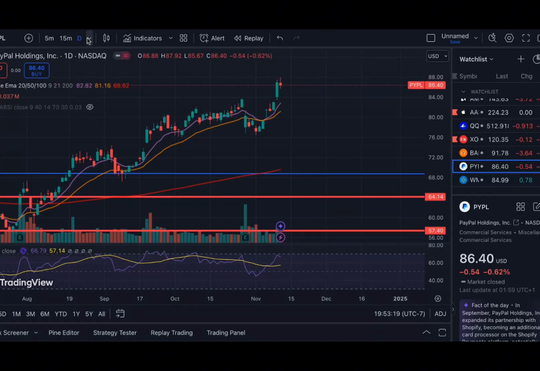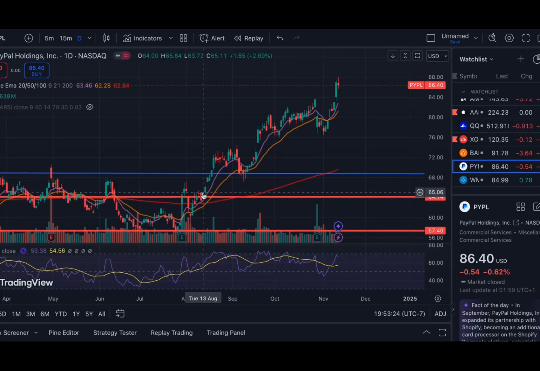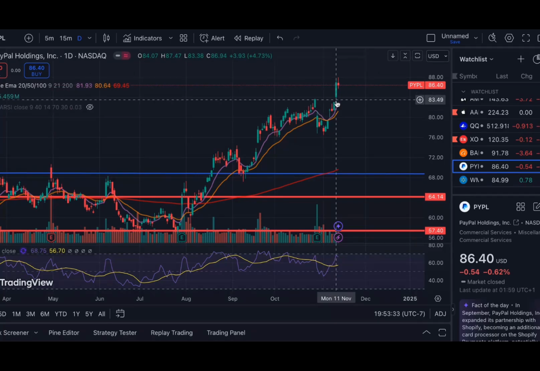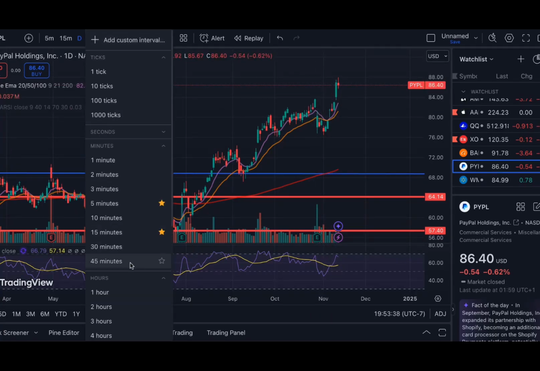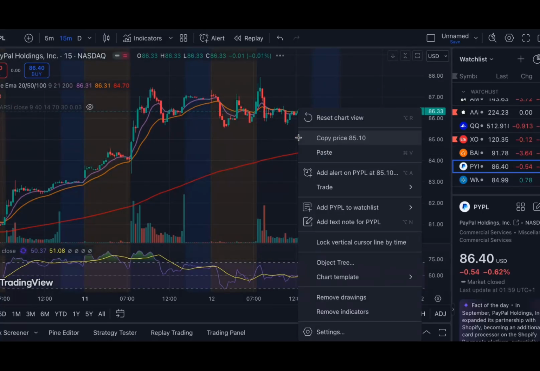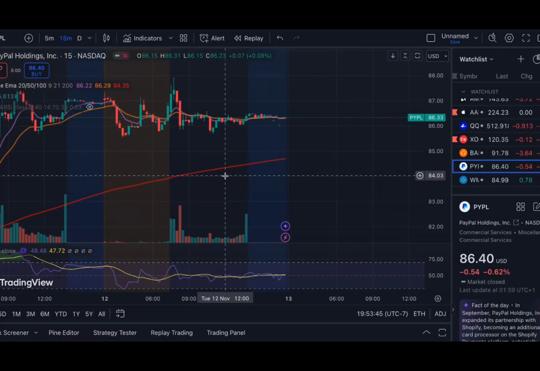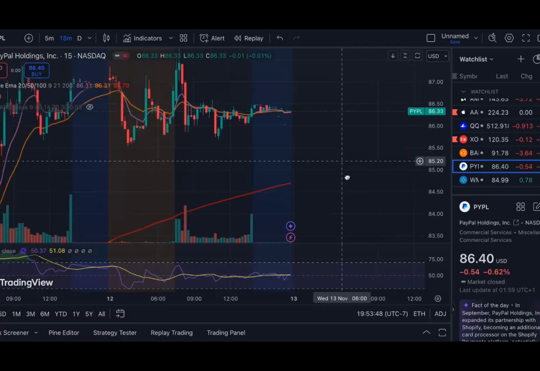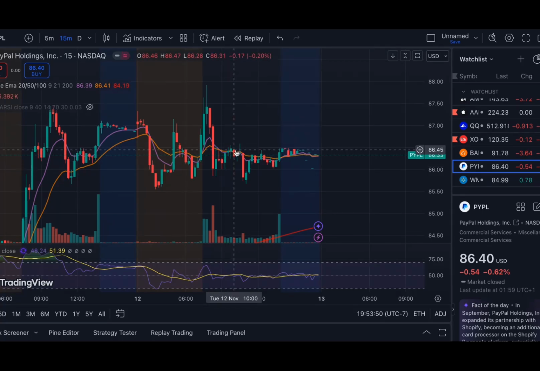But what I want to highlight is, this is PayPal's daily chart. As you can see, in August it was $65, September $72, October $79. Now it's November, it's $80. PayPal is getting more pricey. The price is going up. So if we go to today's chart, and I'm going to go to the 15-minute, everything you see here, the price action during each 15-minute period is represented by these candles.